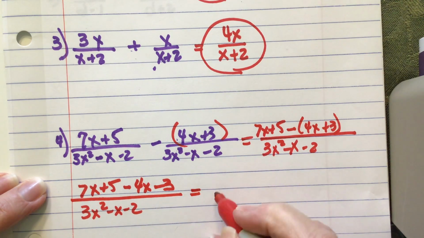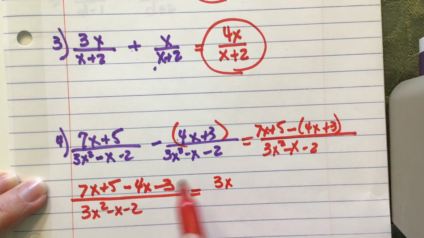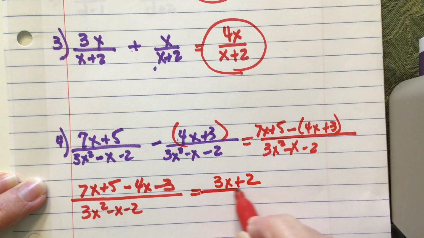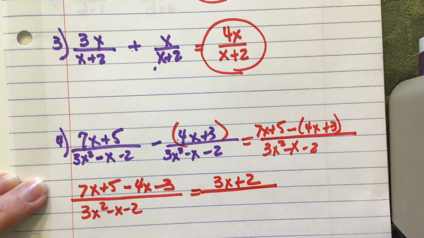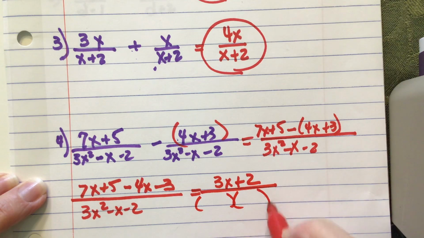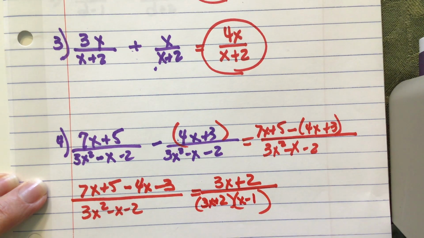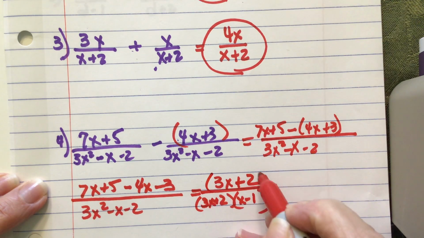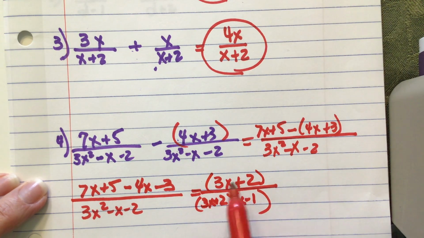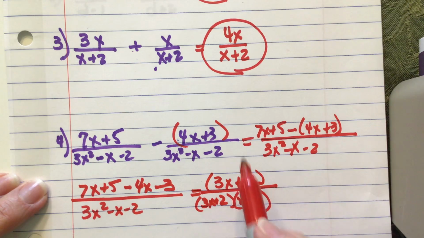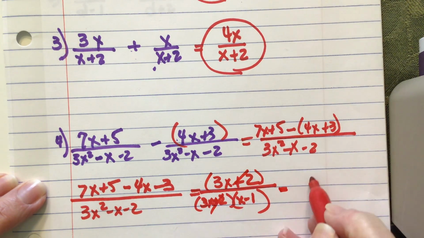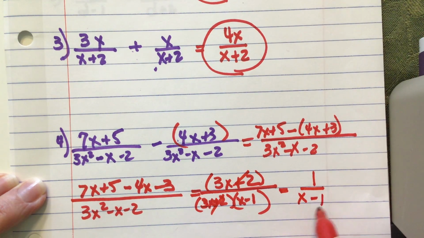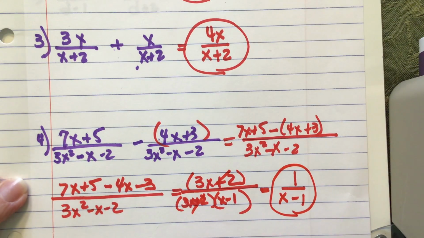I have 7x minus 4x, so that's 3x. I have 5 minus 3, that's plus 2. And in my denominator, I can actually factor that. And if I factor that, see what I get? I get 3x plus 2, and I have x minus 1. And you might notice that I have a 3x plus 2 and a 3x plus 2. So I am going to just add parentheses because the numerator can stay together. And I have 3x plus 2 over 3x plus 2. I can cancel those, and I end up with 1 over x minus 1. And that would be my final answer.